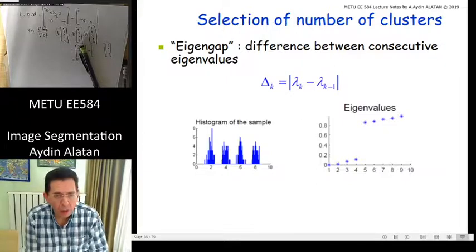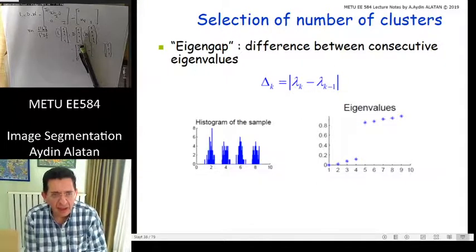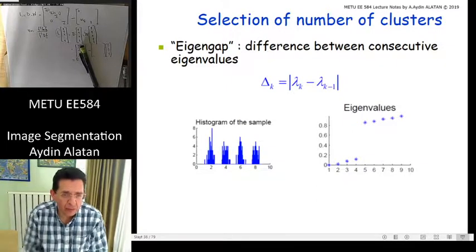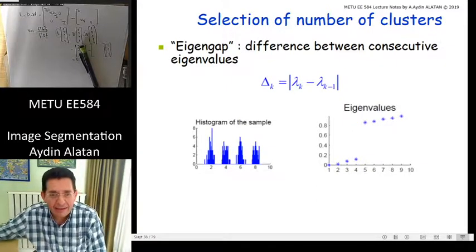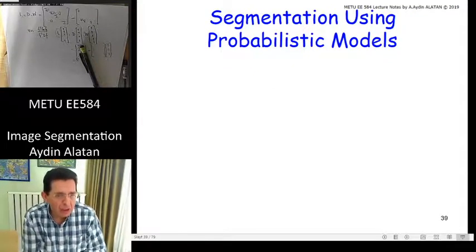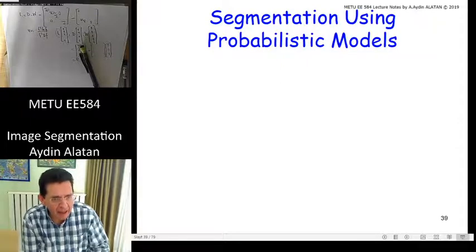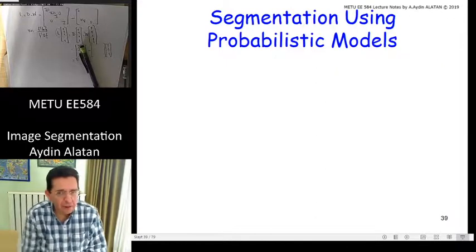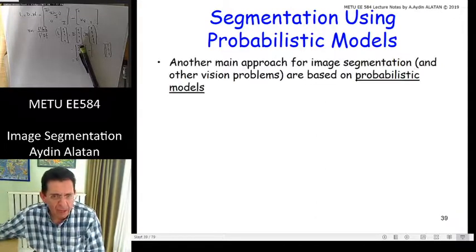Now we are opening a new part in the image segmentation. It will be a final subsection that we will analyze, and this time we will do everything using probabilistic models, not graph theory. Therefore, this time I'm going to use probability theory. There will be 2 main algorithms.